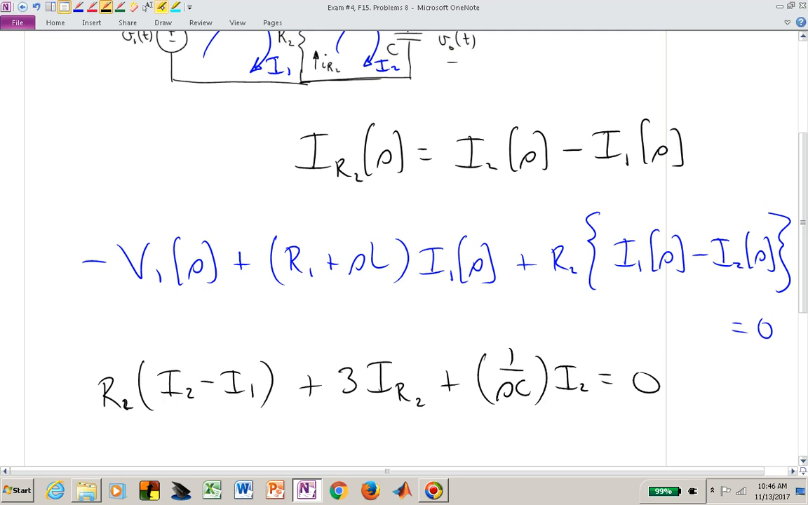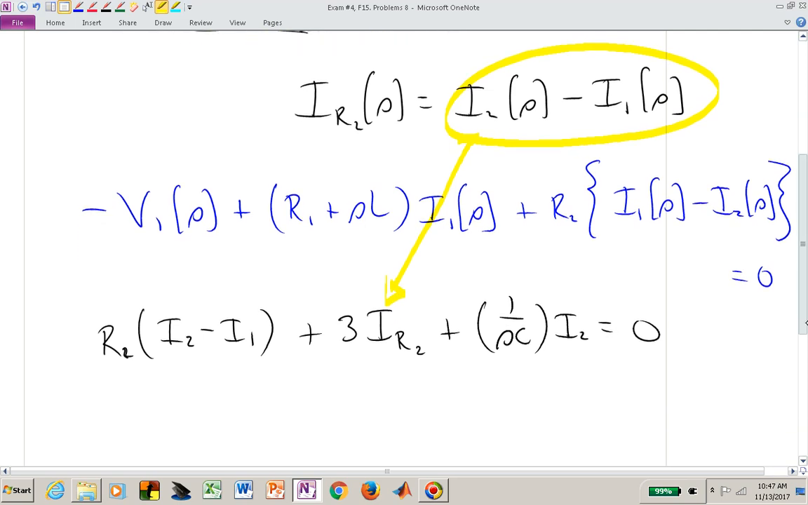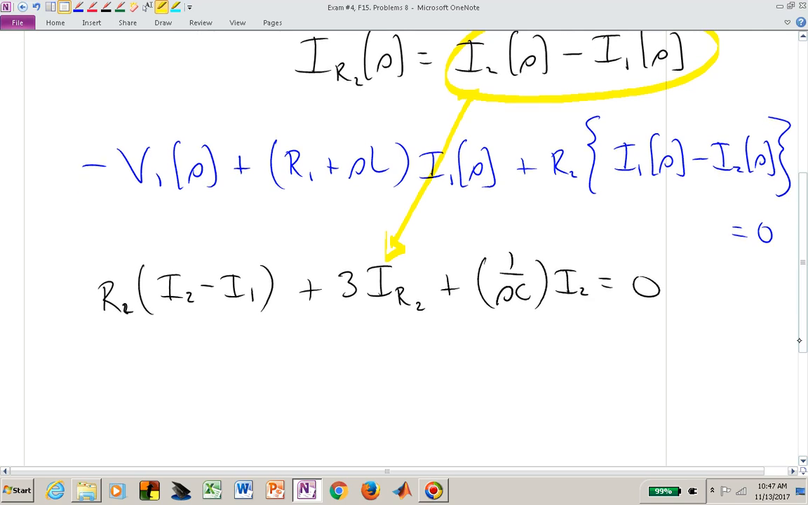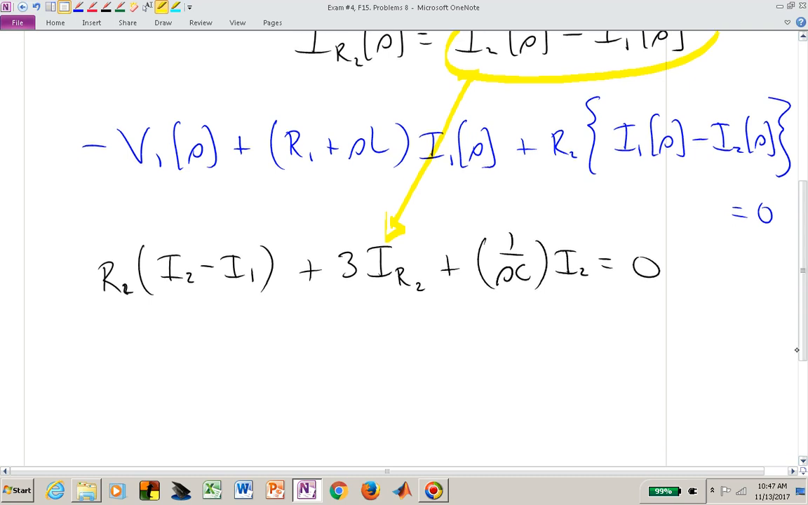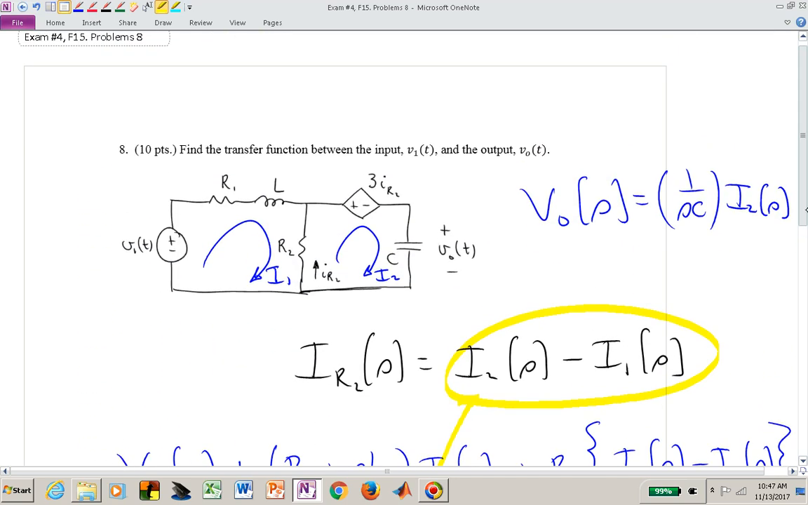And now what I can do is replace I sub r sub 2 with that expression. Doing that, now I have two equations, the blue equation and the black equation. You're not all black and blue, you're fine. Just put those into a matrix representation. You can then solve for I sub 2. And once you have I sub 2, you know what to do.